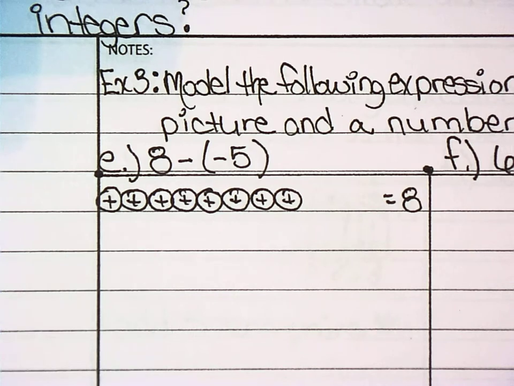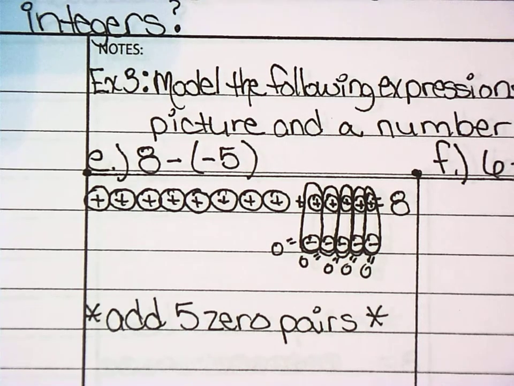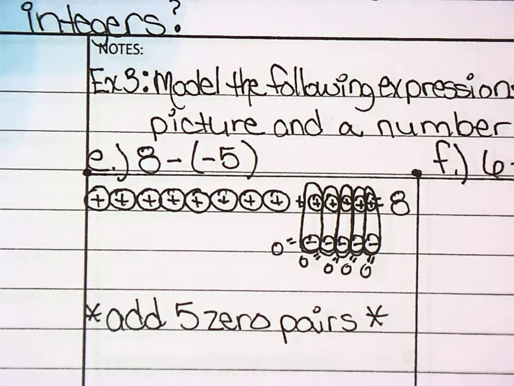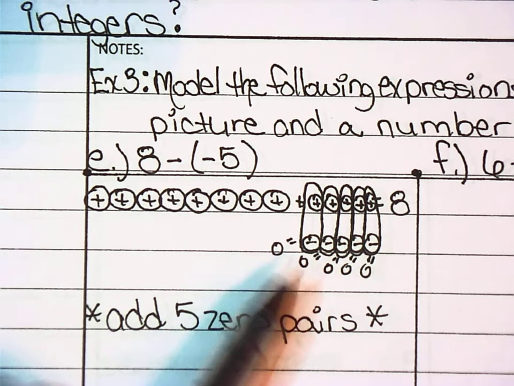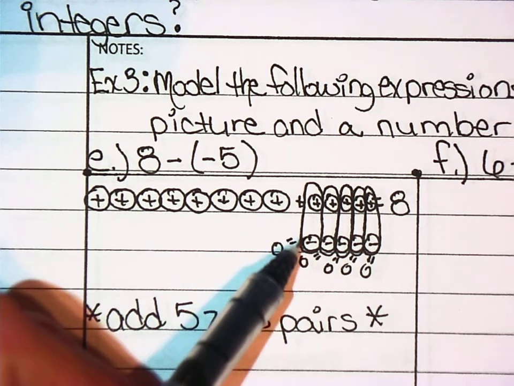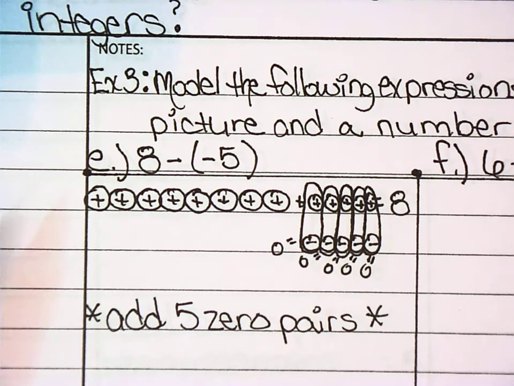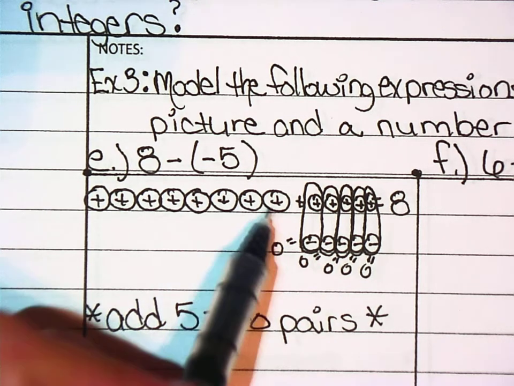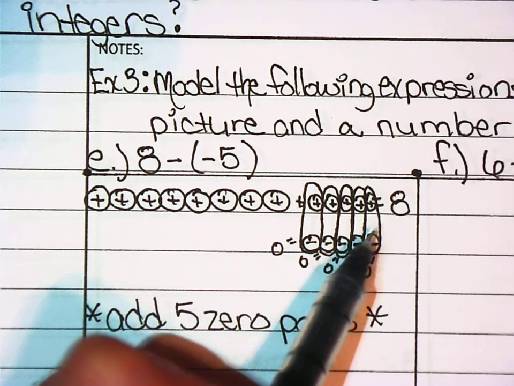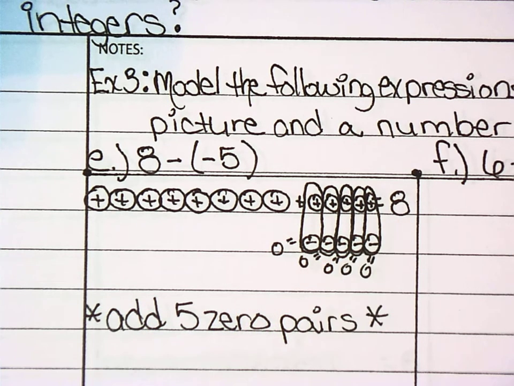So I have to bring in some negatives, and the only way I can do that is if I call in 0 pairs. Because remember, 0 pairs travel with a positive and a negative together. So since I need 5 negatives, I'm going to bring in 5 0 pairs. Now remember, when you add 0 pairs, you're not changing the value of your number. I have 8 positives here, and I'm adding 0 plus 0 plus 0 plus 0 plus 0 over again, which still gives me an answer of 8.